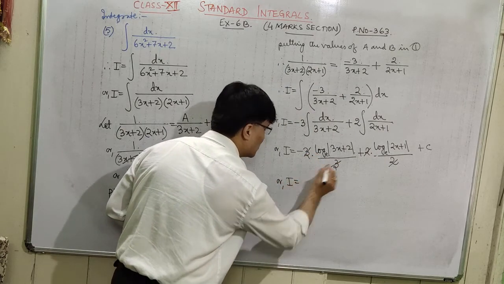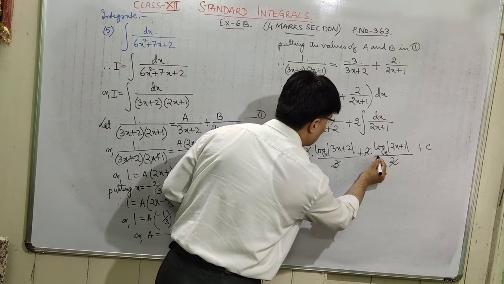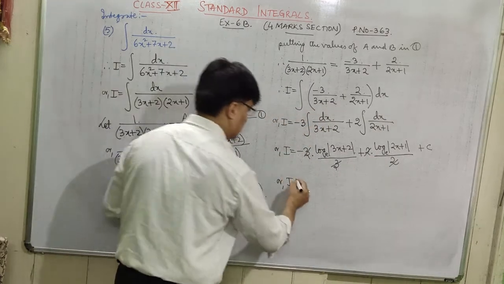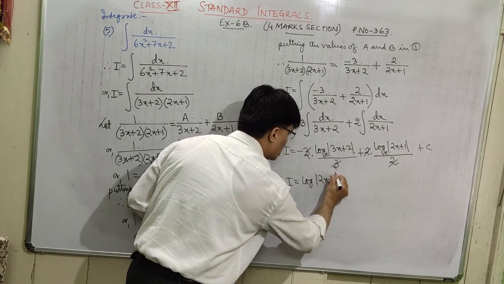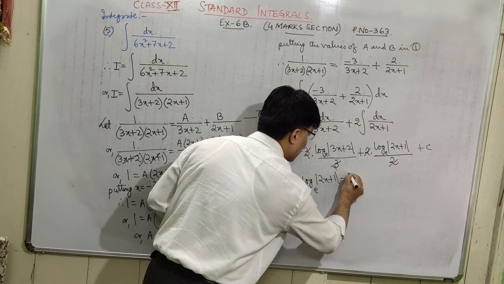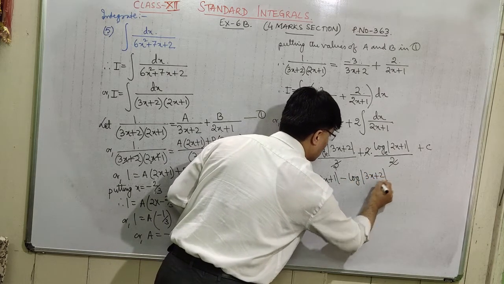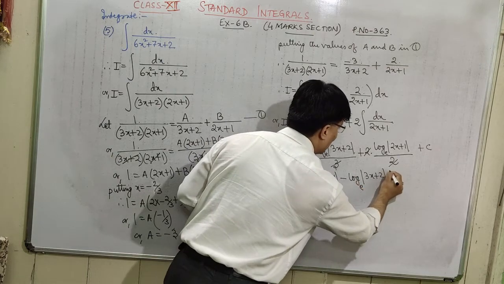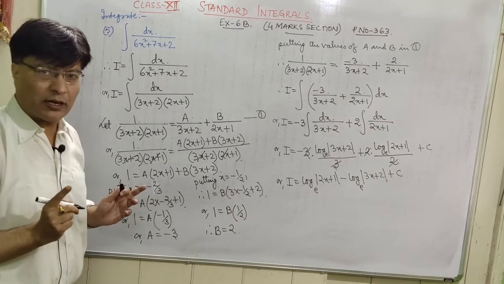Or I is equal to, let us write down the positive term first. That is log within mod 2x plus 1 base e minus log within mod 3x plus 2 base e. Then what do we write? Plus c. Is that clear now?